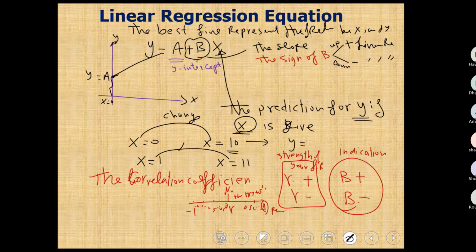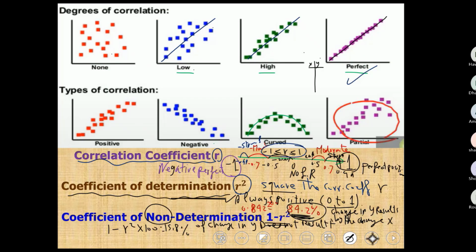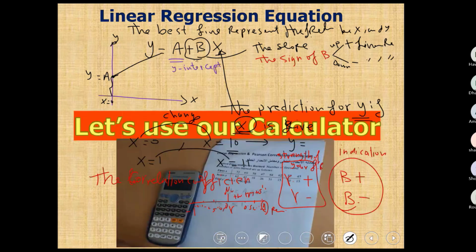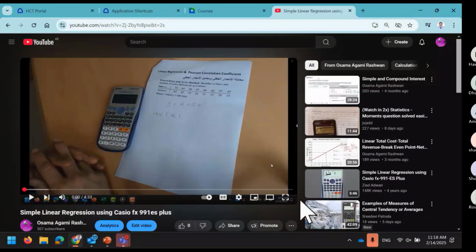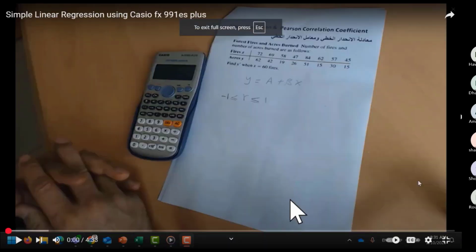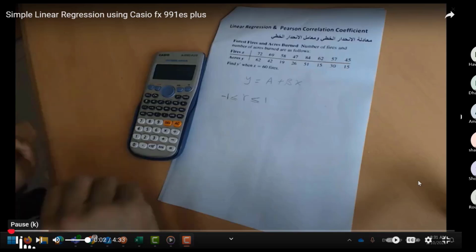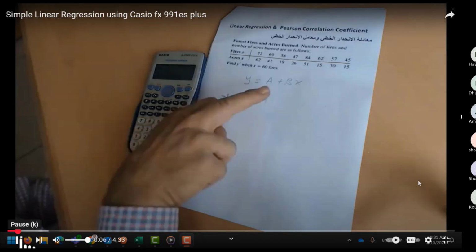Now we have done everything. Let's go and see how to use your calculator to do this, right? I'll go to my YouTube channel to show you this very short video. I'm not sure you will hear the sound or not, but you can follow my steps using your calculator, right?